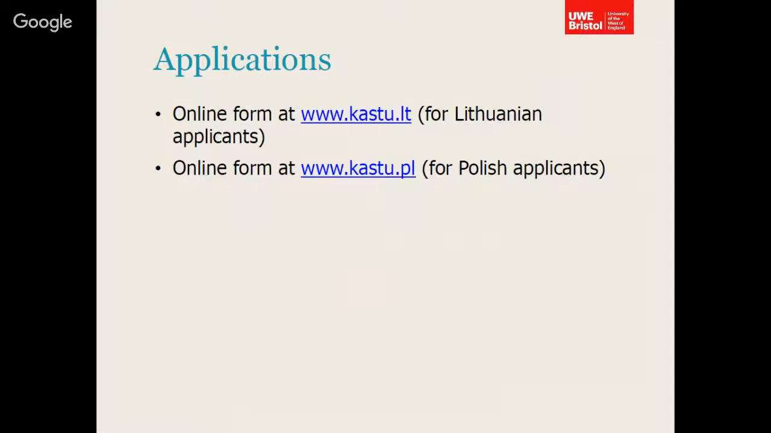So how do you apply? Well, there's an online form that Kastu have, and they have two different versions, one for the Lithuanian students and one for the Polish applicants as well. And those would be forwarded to us at the university.